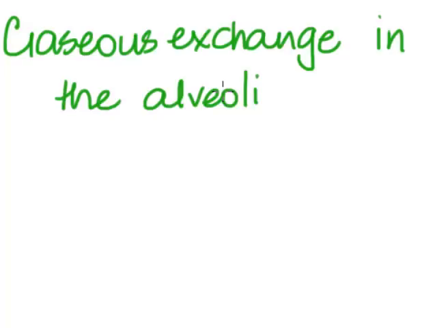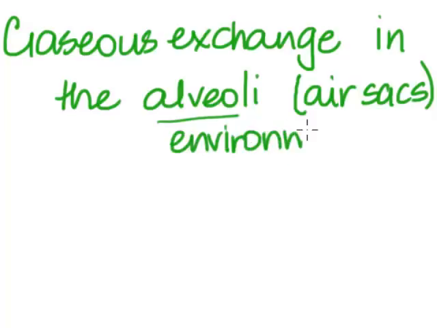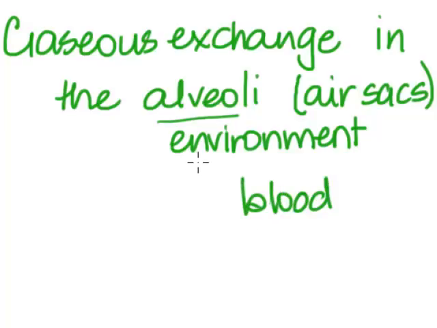Remember that the alveoli are the air sacs, and it is in the air sacs of the lungs that gaseous exchange will take place between the environment, because air is coming into the alveolus, and the blood. And it is at this point that we're going to get our exchange. We're going to exchange oxygen for carbon dioxide.